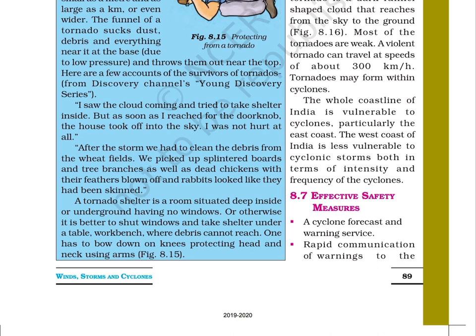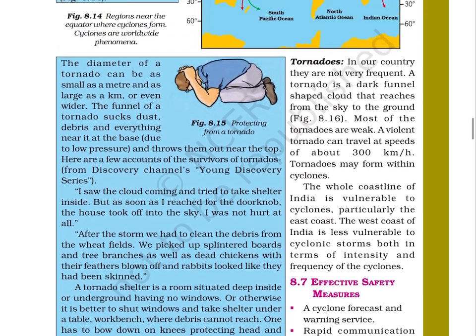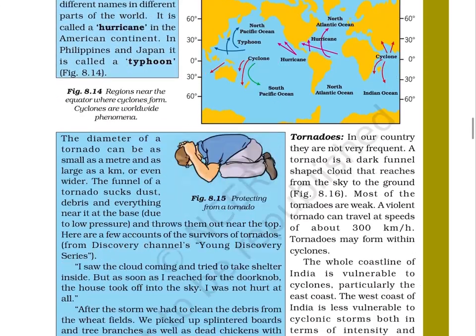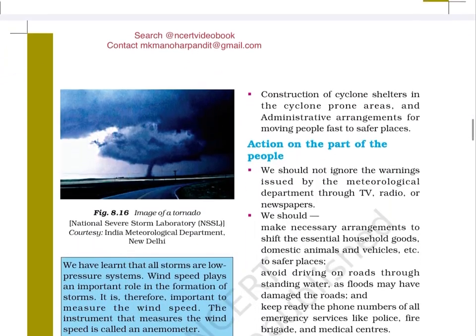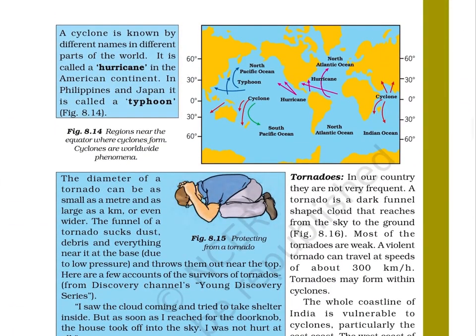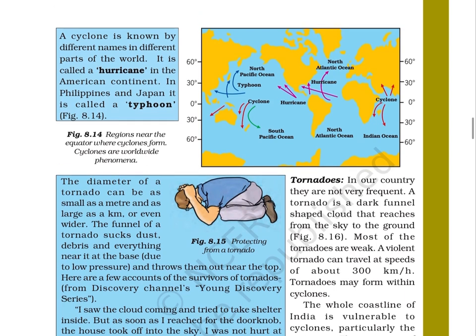A tornado shelter is a room situated deep inside or underground having no windows, or otherwise it is better to shut windows and take shelter under a table, workbench where debris cannot reach. One has to bow down on knees, protecting head and neck using arms, as can be observed in figure 8.15. Figure 8.15. Protecting from a tornado. Here we can observe a child bowed down on his knees, protecting his head and neck using his arms.